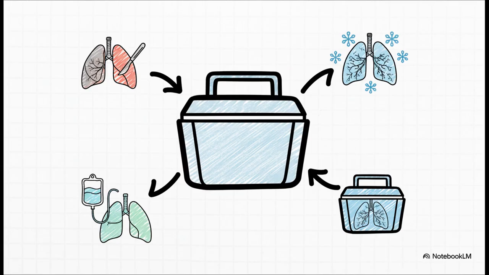Now, as a coder, you always need to know what's bundled into a code. And for 32850, it covers the whole shebang: removing the lung allograft, doing that specialized cold preservation and perfusion with the solution, and even maintaining the organ in cold storage. All of that work is captured by this one single code.